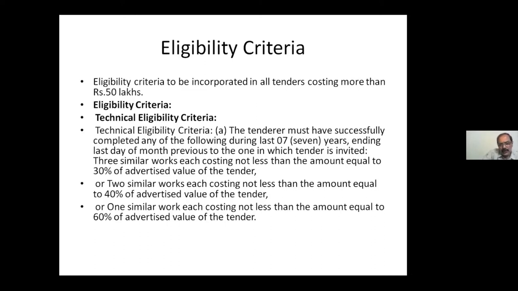And what is the qualifying period? It is during the last 7 years. That also they may ask: what is the qualifying period for fulfillment of the technical eligibility criteria in works tenders? You can say 7 years. Earlier it was 3 years only. Now it is 7 years.